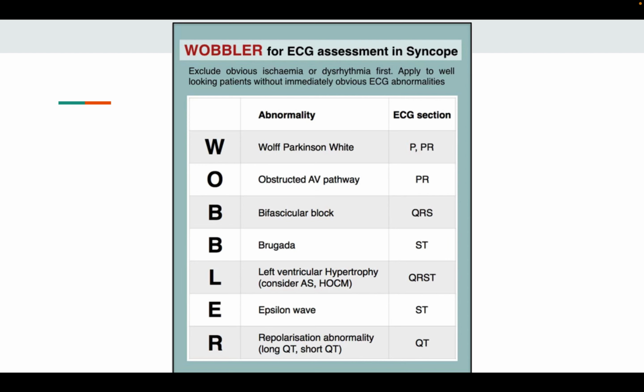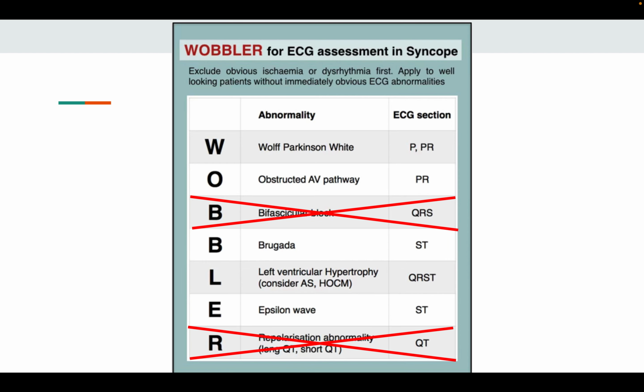The mnemonic goes WPW, any obstructive AV pathways like heart blocks, bifascicular block, Brugada syndrome, left ventricular hypertrophy. In this presentation, we're going to go over HOCM, epsilon waves, and repolarization abnormalities like long and short QT. For the sake of time, we're not going to be doing the bifascicular block, and we're not going to be doing the repolarization abnormalities. I really picked the other ones just because I feel like they're more common and also more testable, and for us med students, I feel like that's an important thing.